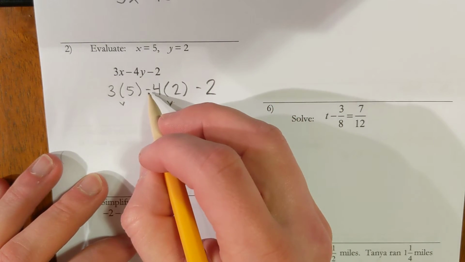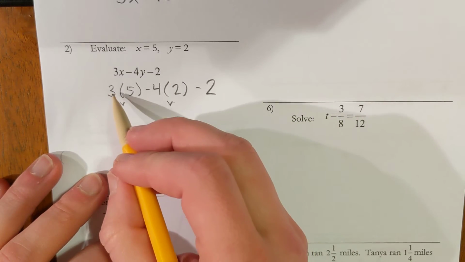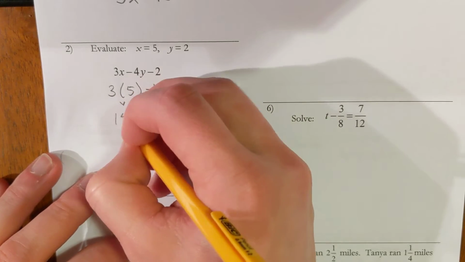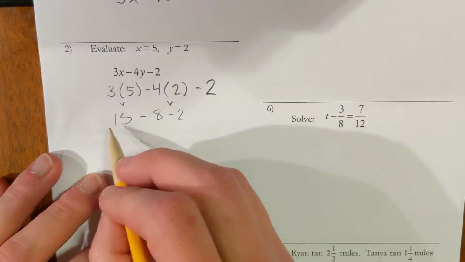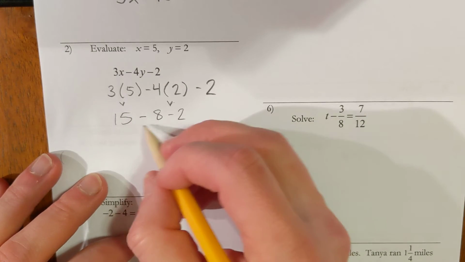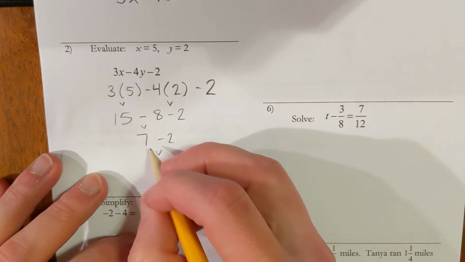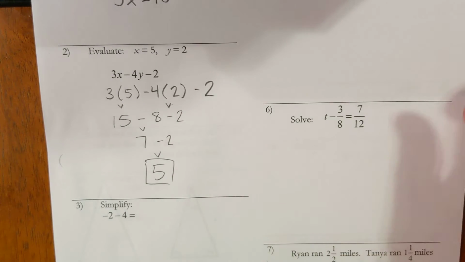Because it's split up by subtraction, we can actually do both these multiplications at the same time, because even if we do this first, the next thing we're going to have to do is this anyway. So 3 times 5 is 15, minus 8, minus 2. So now we go left to right because all we have is subtraction. So 15 minus 8 is 7. Minus 2, and then lastly, we have 5. So that's our answer here.